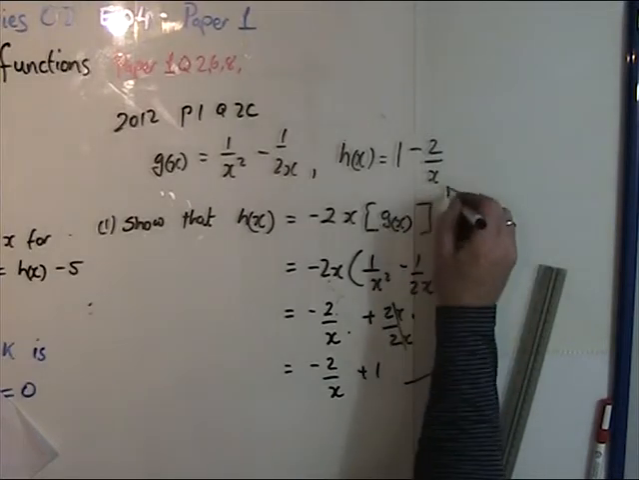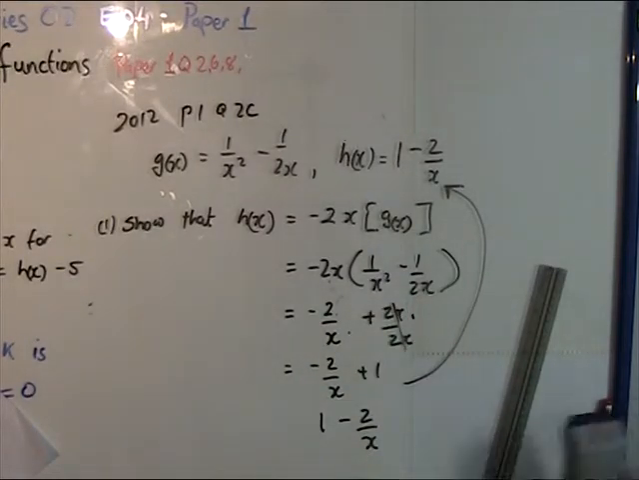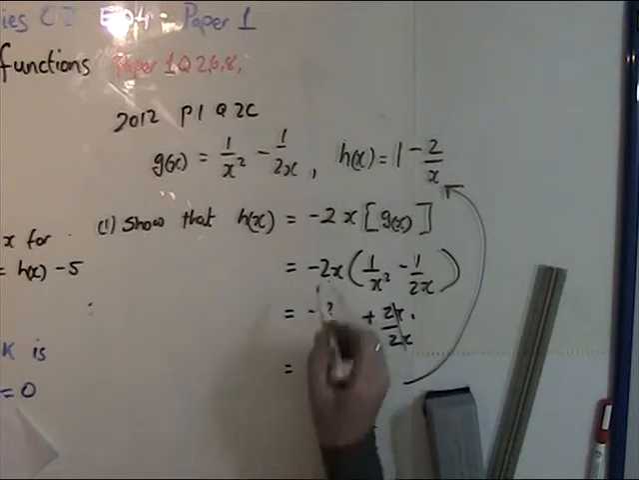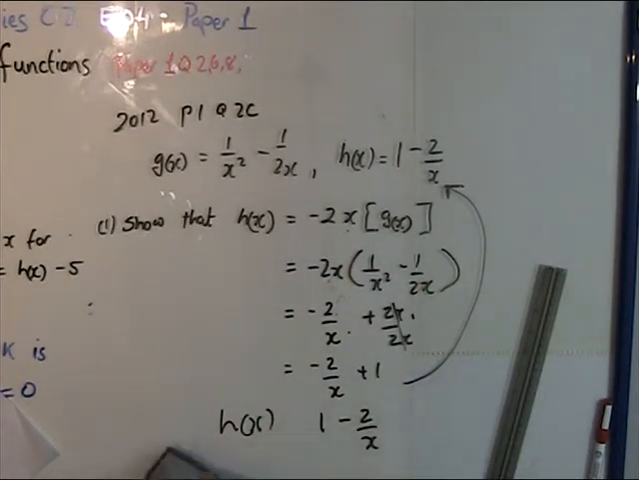Is that the same as 1 minus 2 over x? Yes, it's just turned around. Minus 2 over x. See? So it's the same as h of x. Right? So you have proved that this is equal to h of x. Right? Okay.